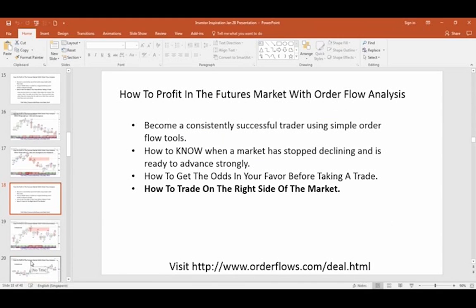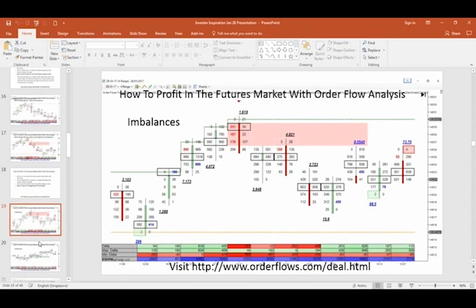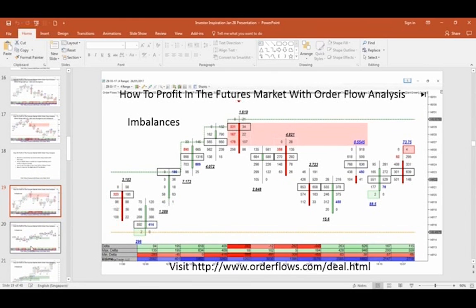Now, everyone always says you've got to trade on the right side of the market. Yeah, obviously, of course. You don't want to be swimming against the current, because you'll just burn a hole in your account. But it's easier said than done. It's easy to say you've got to trade on the right side of the market, but sometimes people don't know which direction we're going.